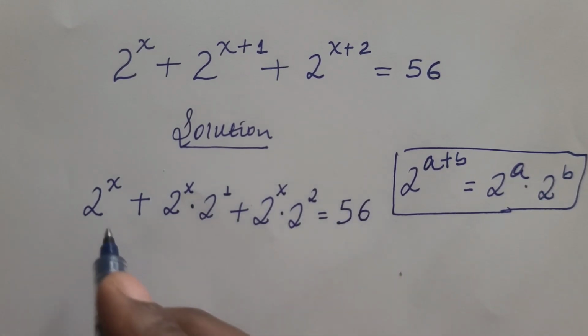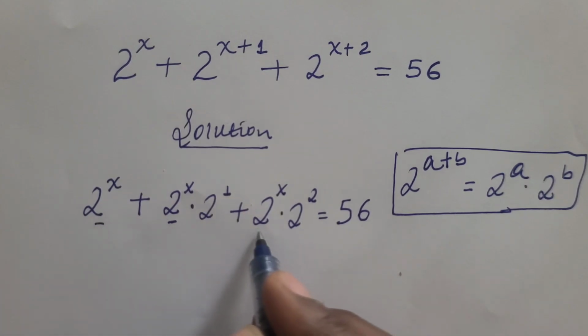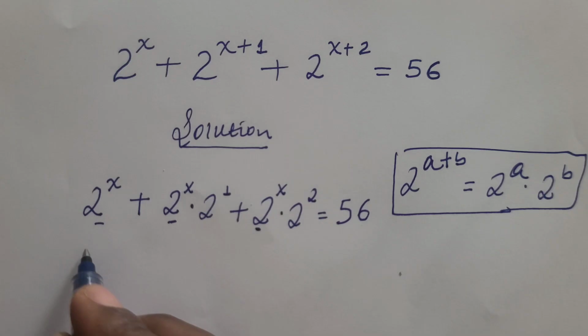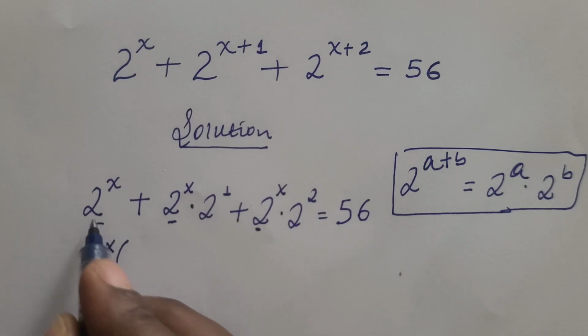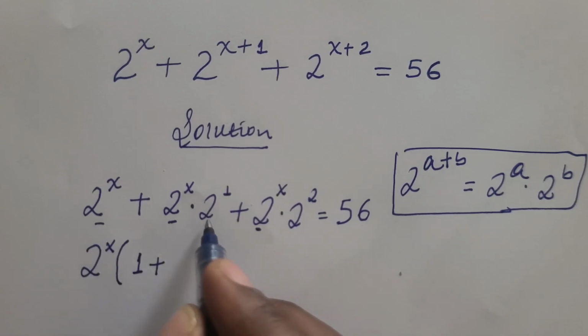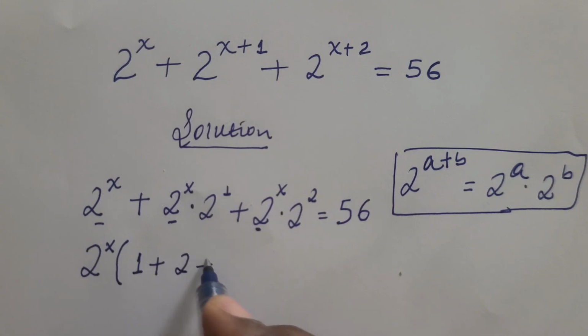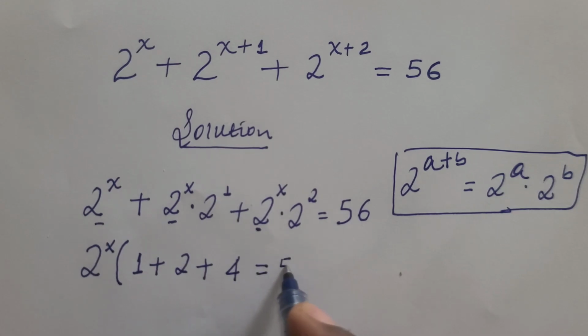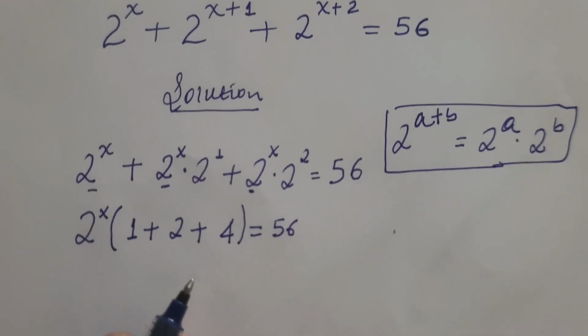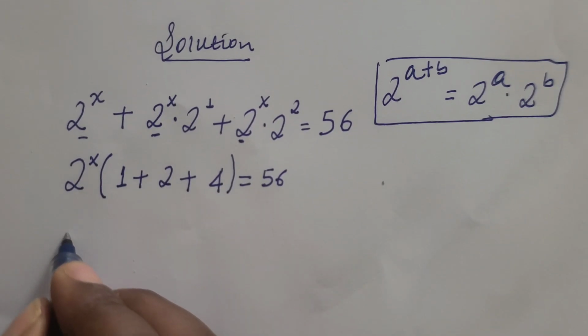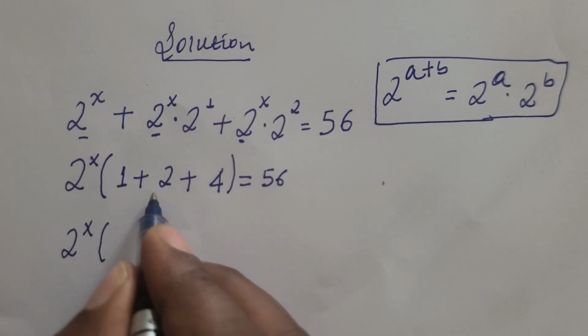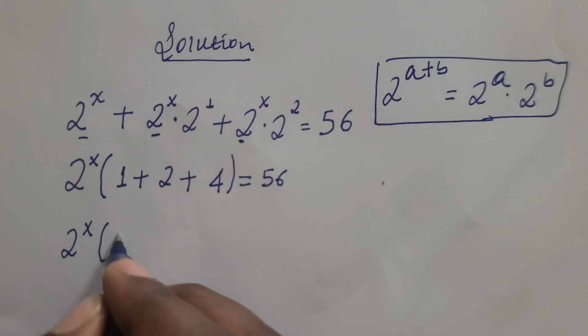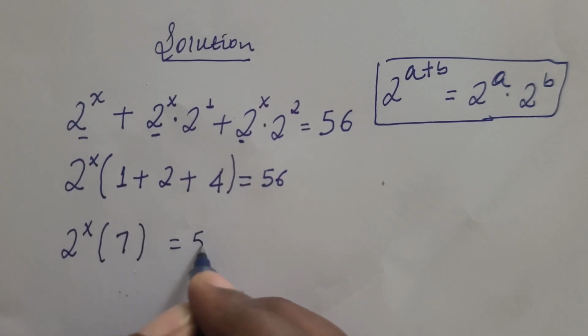Here, 2^x is a common factor for these terms. Therefore, 2^x into (1 plus 2^1, that is 2, plus 2^2, that is 4) equals 56. Therefore, 2^x into (1 plus 2 is 3, 3 plus 4 is 7) equals 56.